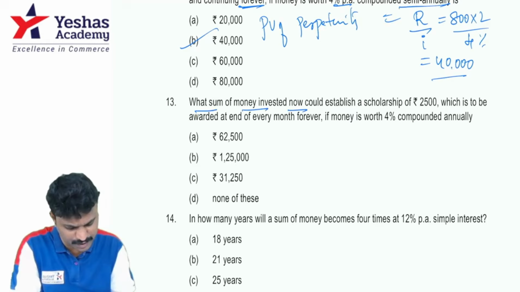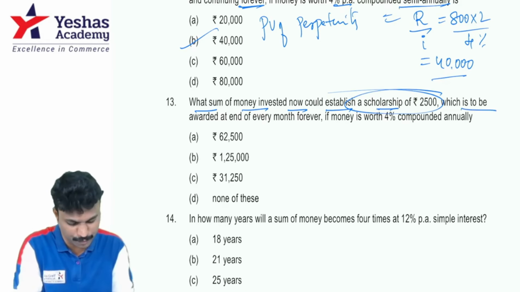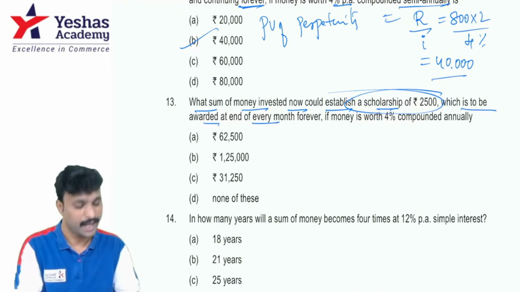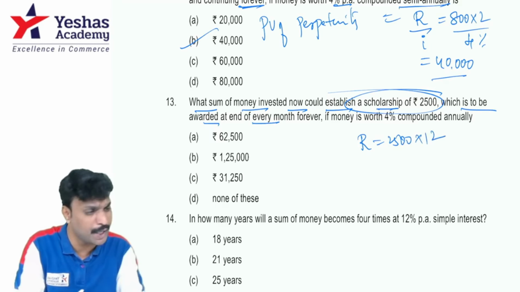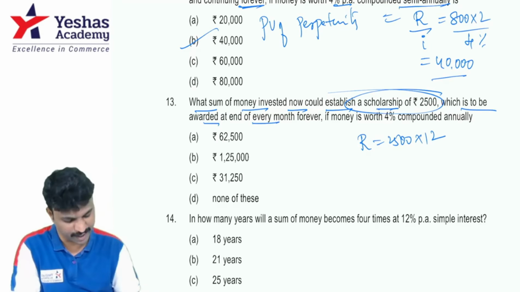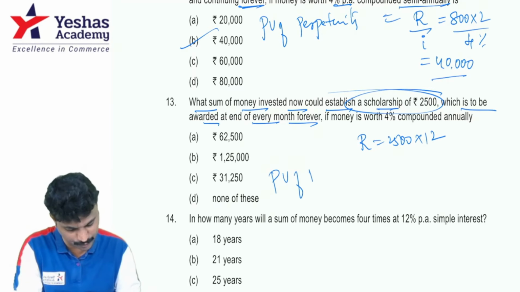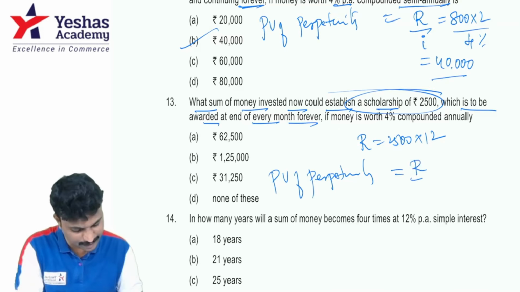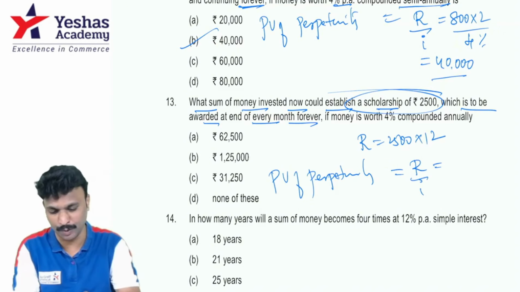What sum of money invested now could establish a scholarship of 2,500, which is to be awarded at the end of every month? Guys, receipt amount is 2,500 per month, but we have to convert into per annum. So it is 2,500 into 12. And forever, that means again it's a PV of perpetuity. PV of perpetuity we need to find. That means it's R divided by I. So there is no growth rate here. So it's just R by I only.